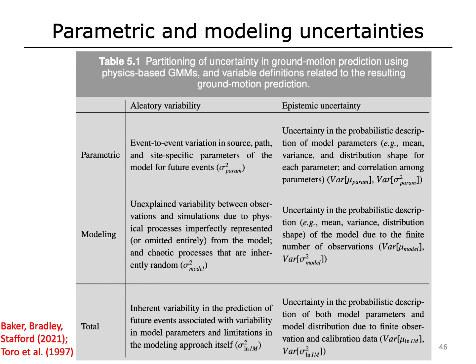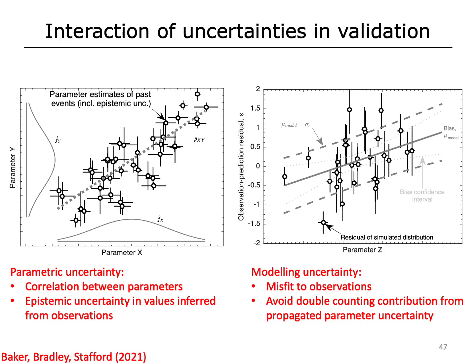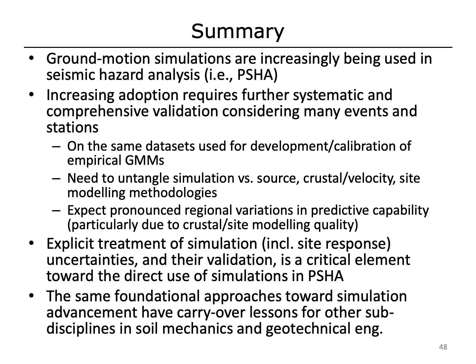Another significant challenge is distinguishing between parametric and modeling uncertainties and whether you consider components of those to be so-called apparent aleatory variability or epistemic uncertainty, because then a lot of the parameters will have some parametric correlation between them, and also will have some uncertainty in estimating those values from past observations, and we need to be careful to make sure that we don't double count some of that propagated parameter uncertainty with the misfit uncertainty against the observations.